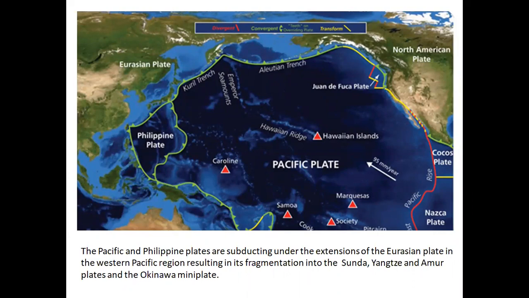Peninsula. We notice the Kuril Trench running down to Japan and the Philippine Plate impinging on what is classified here as the general Eurasian Plate, without showing the Yangtze and Amurian plates. So we say the Pacific and Philippine plates are subducting under the extensions of the Eurasian Plate, the Western Pacific region, resulting in its fragmentation into the Sunda, Yangtze and Amur plates and the Okinawa mini plate, which is extending south from Japan along the Philippine Plate margin.